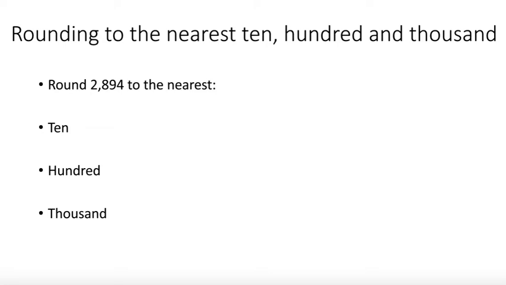Okay, so the first thing we learned was to round to the nearest 10, 100 and 1000. So can you round this number, 2894, to the nearest 10, then 100 and 1000. Pause and work those out and I'll reveal the answer.